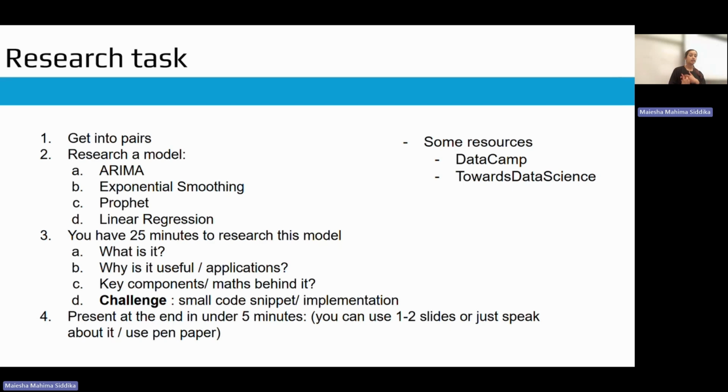And then if you have enough time, the challenge would be a small code snippet or implementation. So you can really copy and paste this from any website, but that would be a challenge. And then hopefully, fingers crossed, we can present at the end in under 5 minutes. You can either use Google Slides and just have 1 or 2 slides, or you can speak about it using pen or paper. Some resources are DataCamp and Towards Data Science.